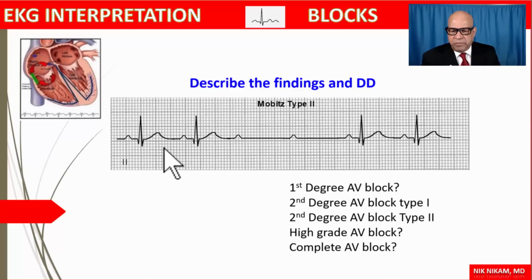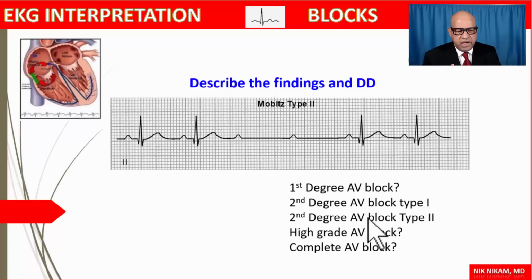First degree AV block: the PR interval is 200 milliseconds, so it is not first degree AV block. Is this second degree AV block? Actually, it is not second degree AV block type 1 because we have two P waves dropped here after two normal heartbeats. And the PR intervals are constant, so it is not a Wenckebach.